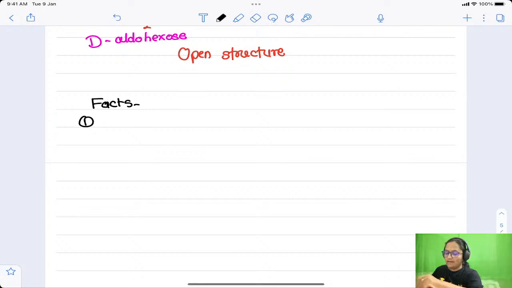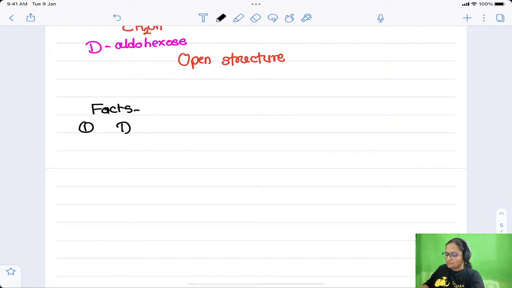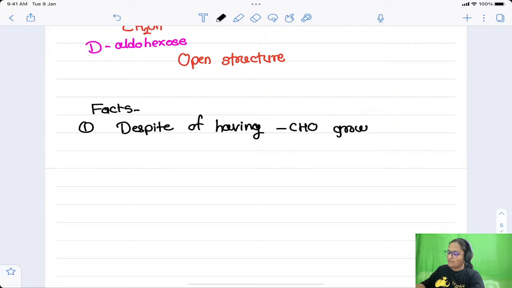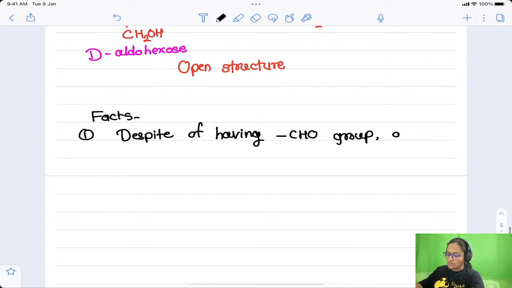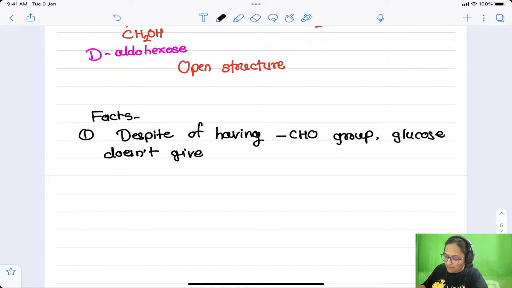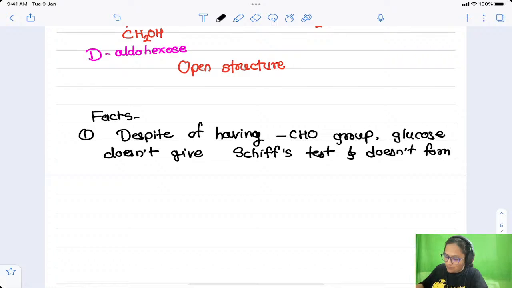The first fact is that despite having the CHO group, glucose does not give Schiff's test, which is the characteristic test for the aldehyde functional group, and does not form the hydrogen sulfide addition product.